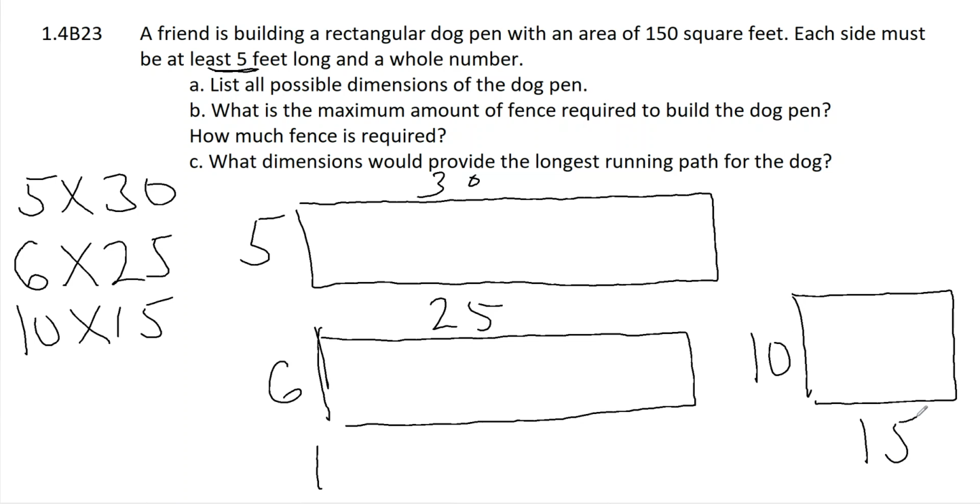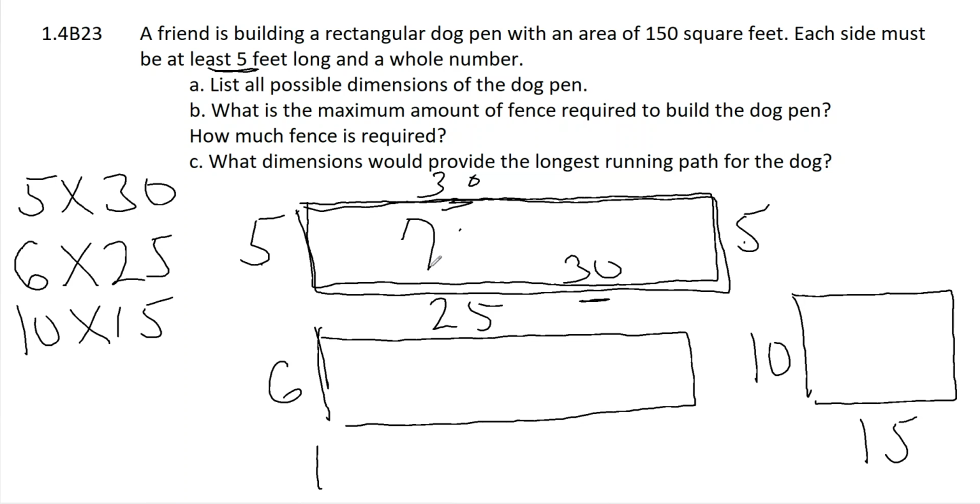Alright, so the next question would be, what is the maximum amount of fence required to build the dog pen? By fence we mean the distance around the dog pen, the perimeter of the dog pen. So if we have 5 on this side and 5 on this side, that would be 10. And if we have 30 on this side and 30 on this side, that would be 60. So if we add 60 plus 10, we would need 70 feet of fence.